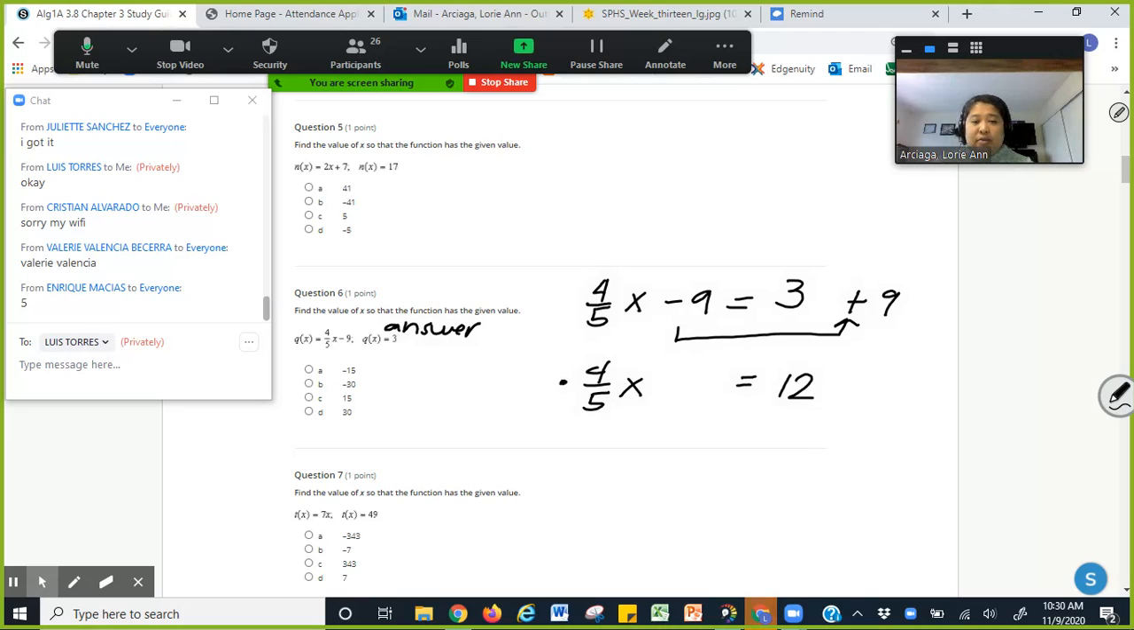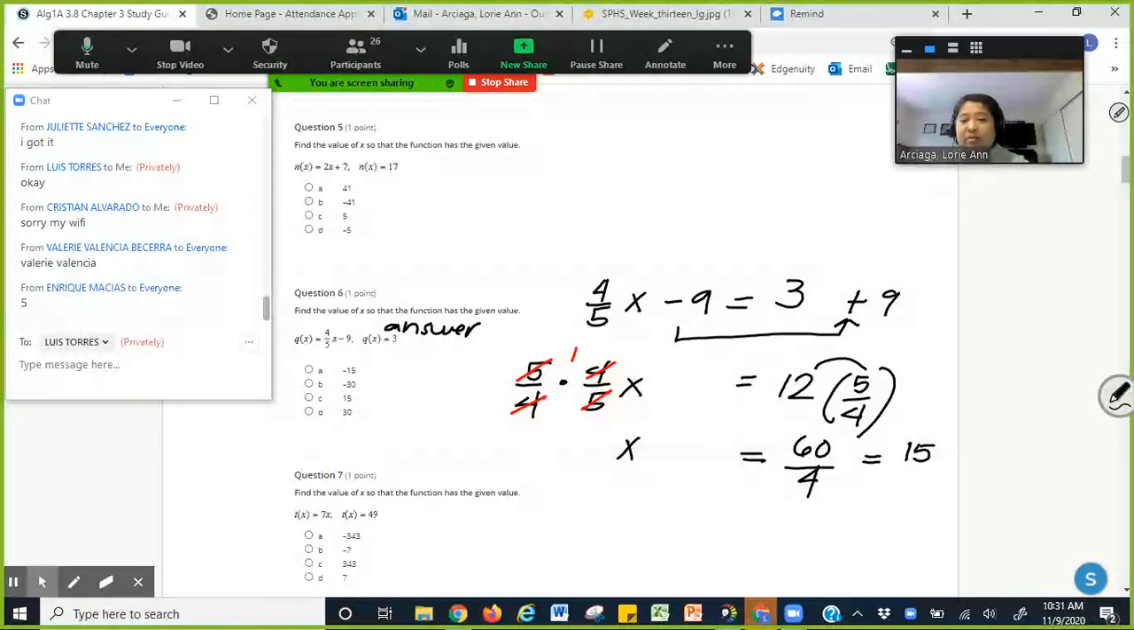Okay, so now what do we do with the 4 fifths? We multiply by the reciprocal. You flip it. 5 over 4. So that means 5 divided by 5 is 1. 4 divided by 4 is 1. So this one, everything here becomes just 1. Now what about here? So x is equal to 12 times 5, that is 60 divided by 4, right? So what is 60 divided by 4? That will give you 15. Excuse me.